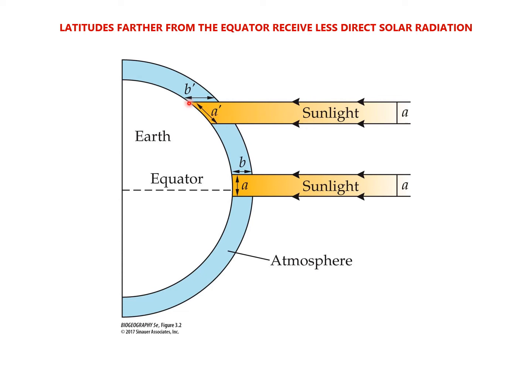A couple of things are happening here. You're spreading out the same amount of incoming radiation over a larger area, so a single point up here is getting less overall radiation than a point down here. Another thing is the column of the atmosphere is longer up here than it is here, so there's probably more reflection and absorption going on in the atmosphere up here. So a couple of things contribute to the pattern that latitudes further from the equator receive less solar radiation.